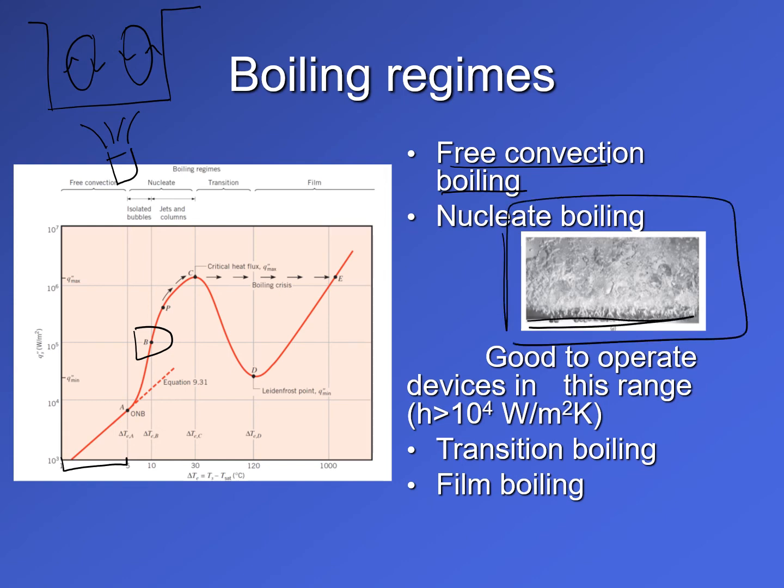So on the surface you have this vigorous bubble formation, and the bubbles leave as jets or columns, and they start merging into slugs, which results in a lot of turbulence on the surface and an increased rate of heat transfer from the surface. And that is what we see between points B and P, that there is an increased amount of heat transfer.